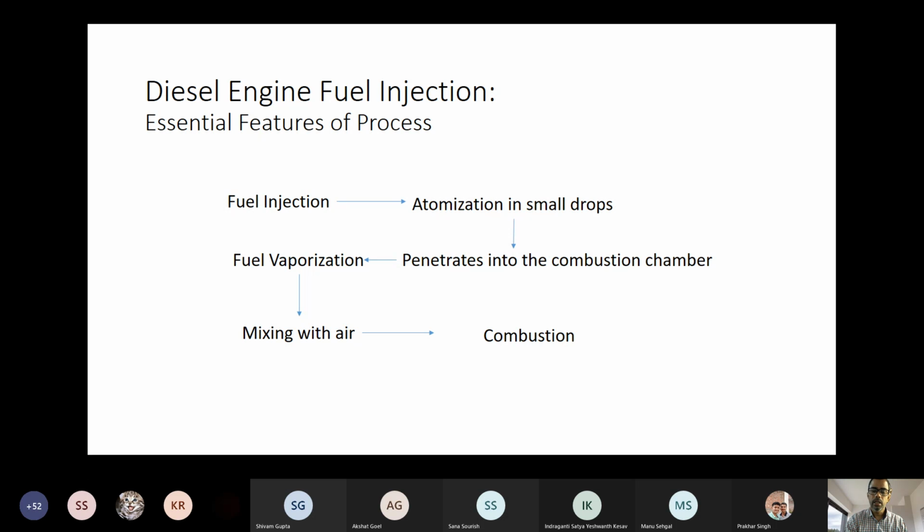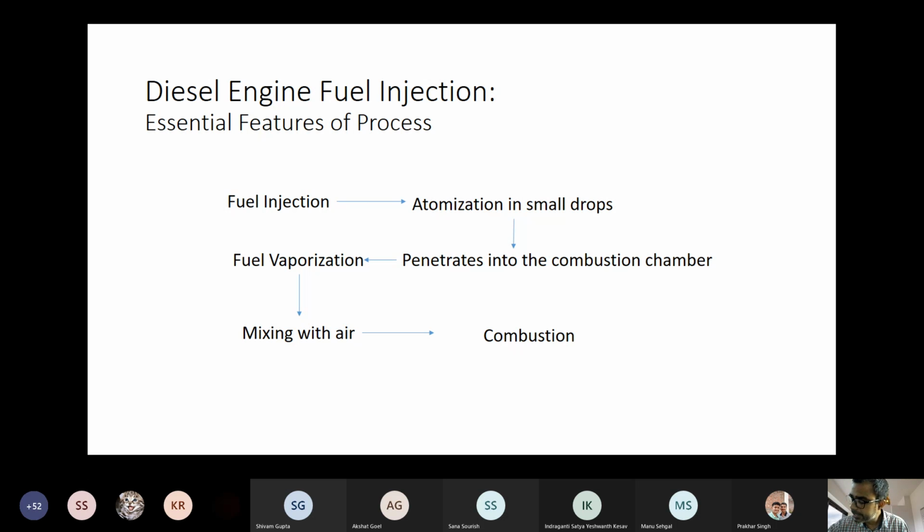One is before the main injection. By main injection I mean whatever quantity is injected towards the end of the compression stroke. So that is before that, and one is after that, during the expansion stroke.